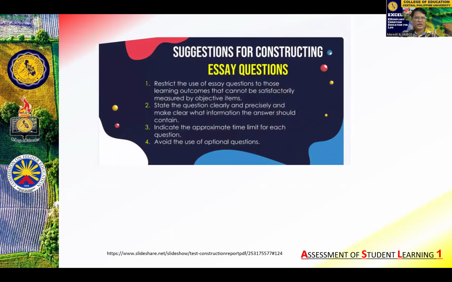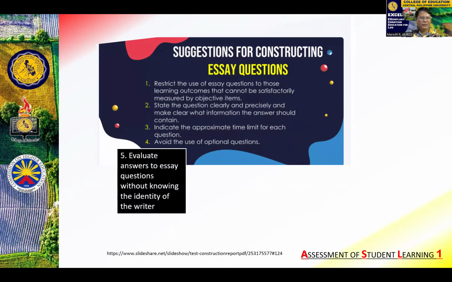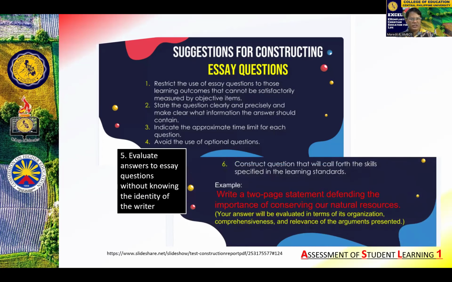For the suggestions for constructing essay questions: we need to restrict the use of essay questions to those learning outcomes that cannot be satisfactorily measured by objective items. Then state the questions clearly and precisely and make clear what information the answer should contain. Number three is indicate the approximate time limit for each question. Number four is avoid the use of optional questions. Number five, evaluate answers to essay questions without knowing the identity of the writer. And number six is construct questions that will call for the skills specified in the learning standards.